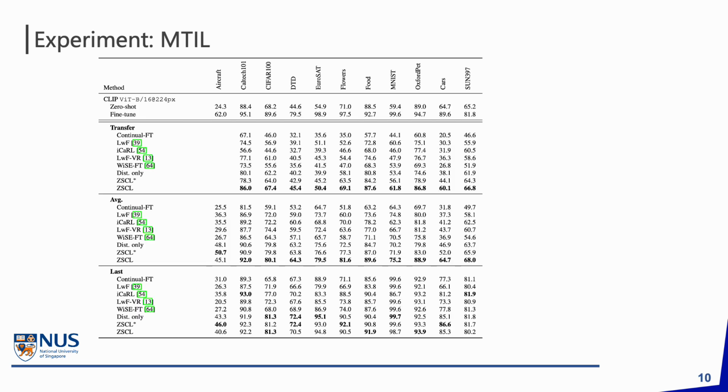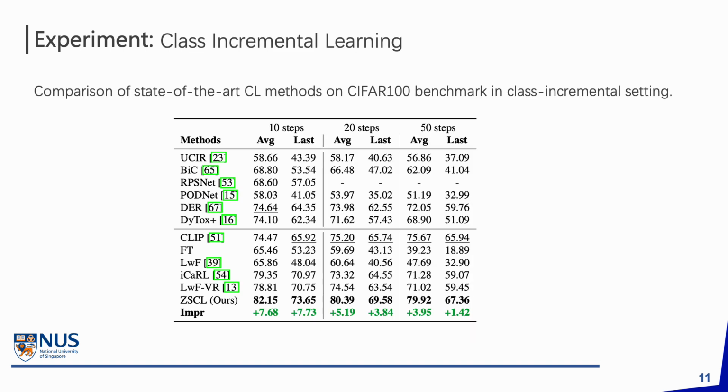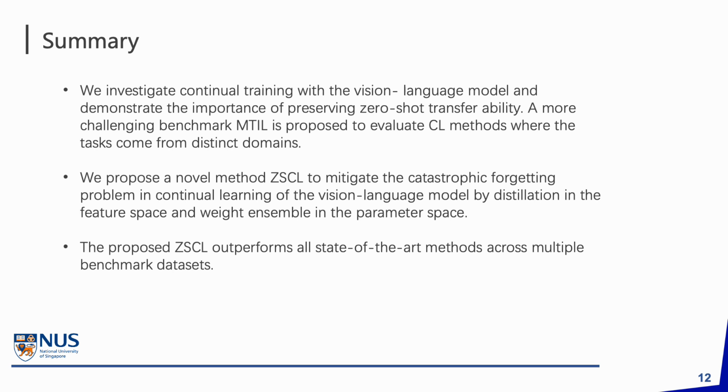On this benchmark, our ZSCL method outperforms previous methods on almost every metric, and our method also improves the traditional class incremental learning performance. To summarize, we point out a new problem, propose a new benchmark, and propose a new method which outperforms all state-of-the-art methods across multiple benchmark datasets. Thank you for listening.